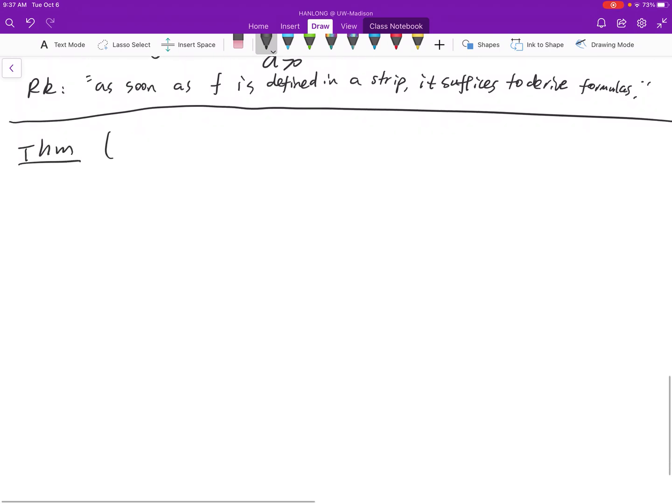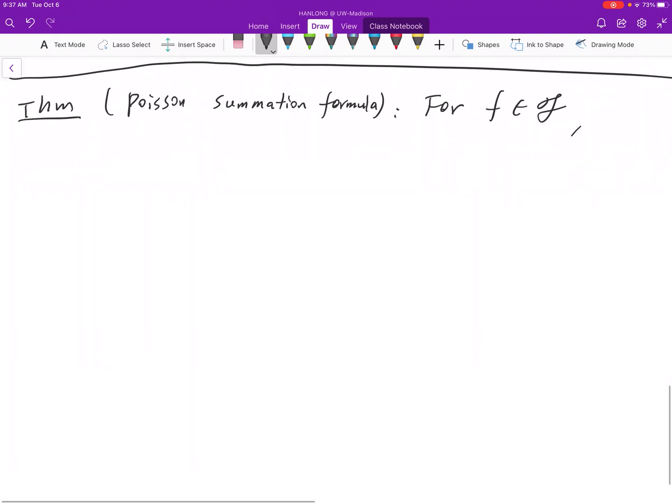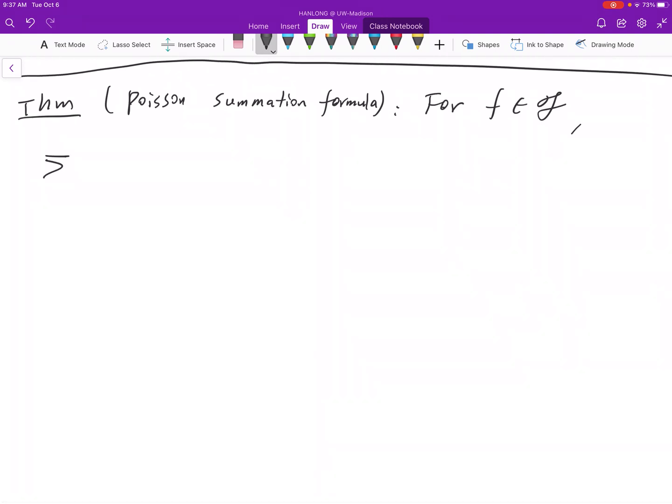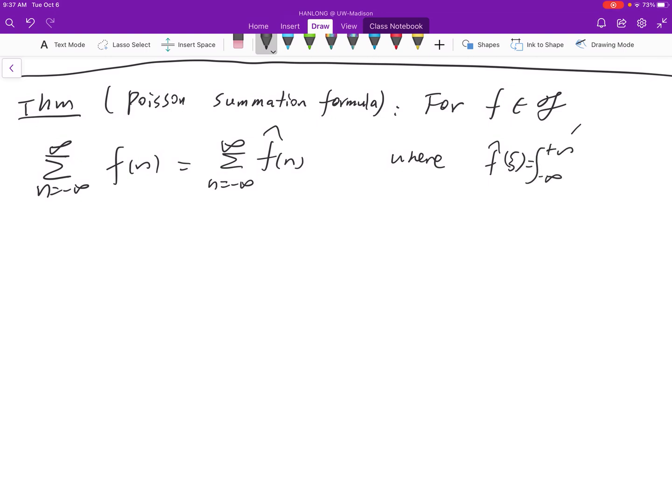Then the theorem, which is Poisson. As I said before, you might have the Poisson summation formula under a weaker condition. So here we just carry out one form to get the idea. For any f in the family, we have the Poisson summation formula, where f hat is the Fourier transformation of f(x).